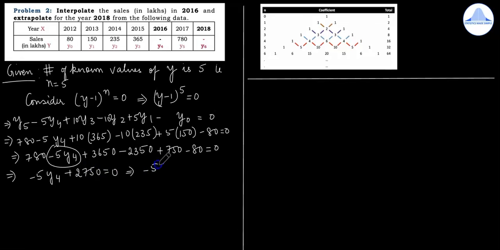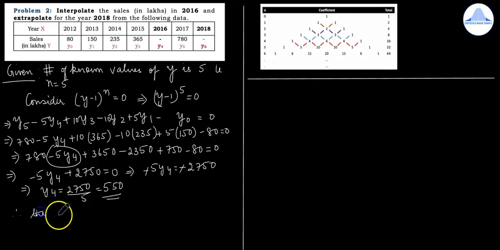So which implies minus 5y4 is equal to minus 2750. The minus and minus will get cancelled. So which implies y4 is equal to 2750 divided by 5, which is equal to 550. So therefore the sales in 2016 is 550, and within brackets you can write in lakhs.